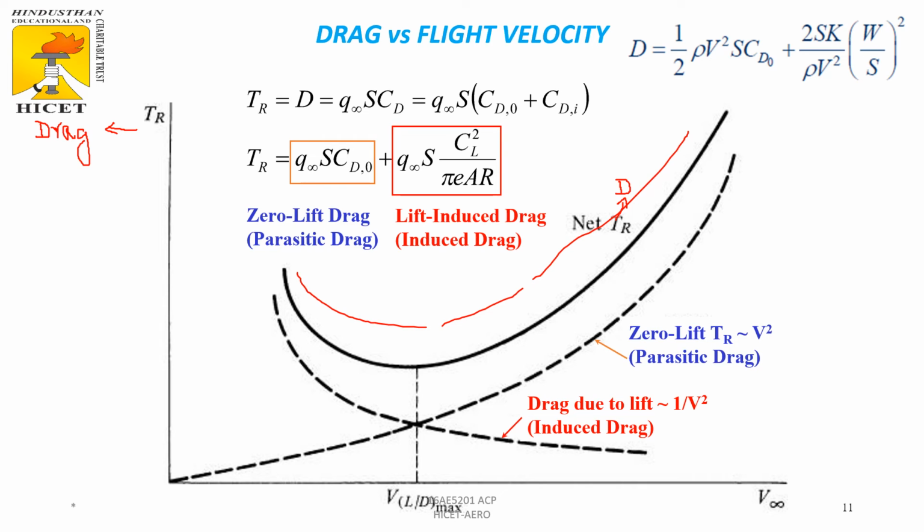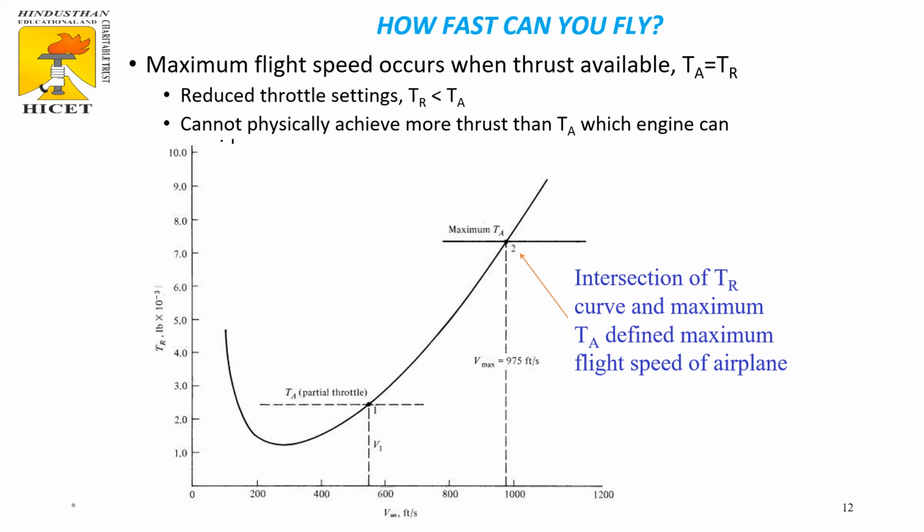Namely, we call it parasite drag, or the drag due to lift we can call the induced drag. So zero lift drag is proportional to v squared, and drag due to lift is proportional to 1 by v squared. So 1 by v squared means that as the velocity increases, the drag due to lift decreases. As the velocity increases, zero lift drag increases. So this is one of the main interpretations: why we are getting increased drag as the velocity increases.